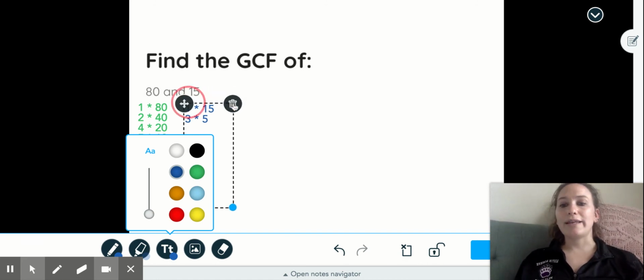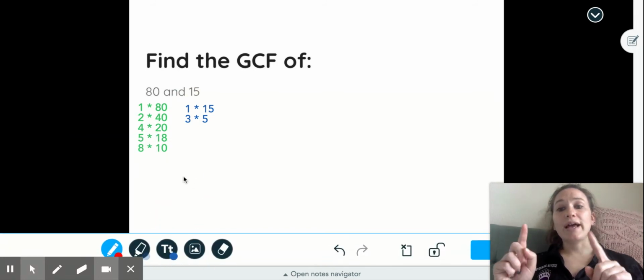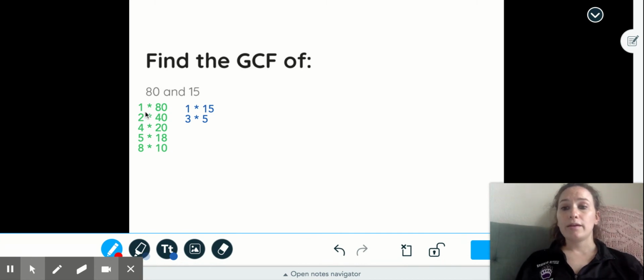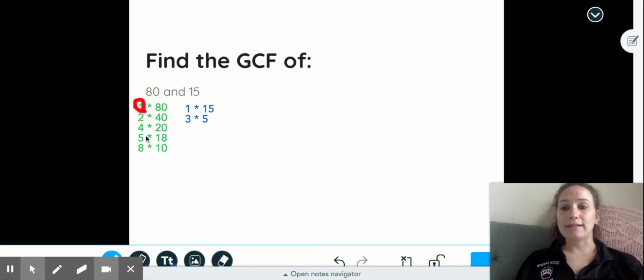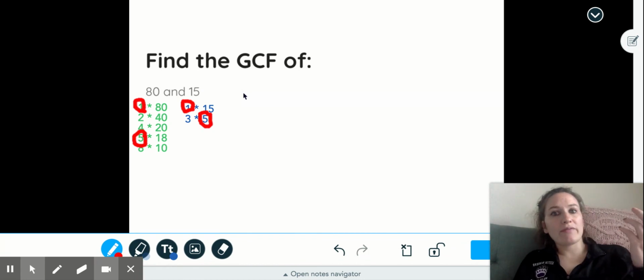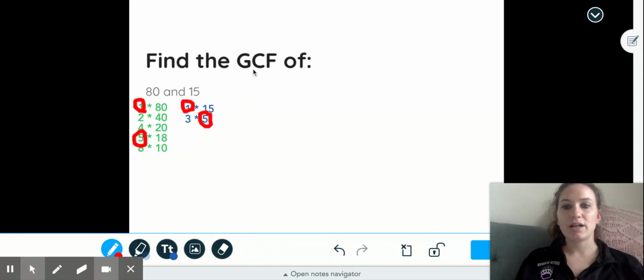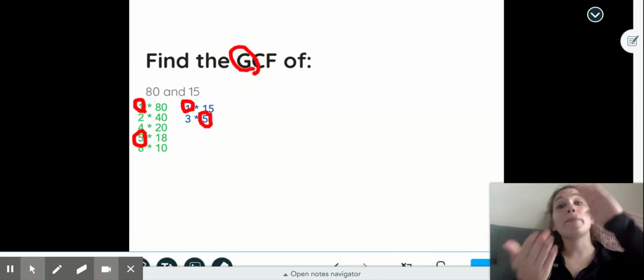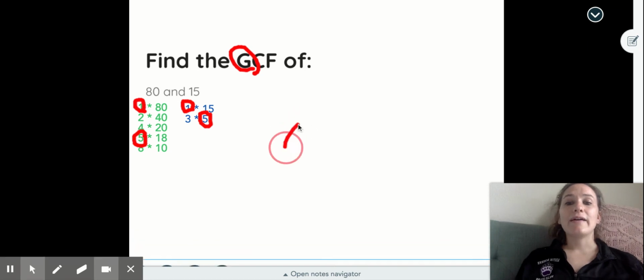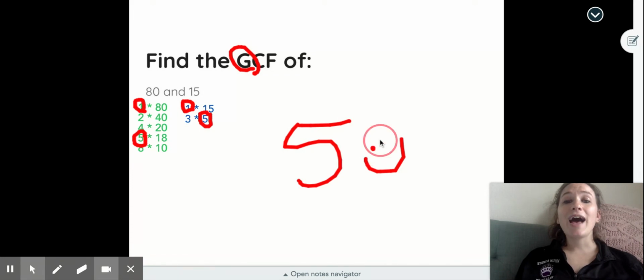Okay, now I'm going to look at these two sets of factors, and I can see that each set has a 1, and each set has a 5. Now, I could pick 1 because they both have a 1, but that is not the greatest common factor. The greatest common factor, the biggest number they both share, is 5. So that means my final answer is 5.